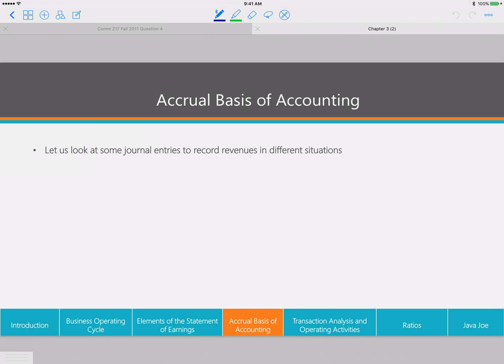So let's look at some journal entries to record revenues in different situations under the accrual basis of accounting. As you recall, under the accrual basis, we care when the revenue is earned. So this means that it doesn't necessarily line up neatly with when we receive cash. So what we're going to do is record journal entries to record revenues in different situations depending on whether we receive the cash before or after. So first, we're going to do some journal entries to record receiving cash before the revenue was earned. So that's going to be the first situation.